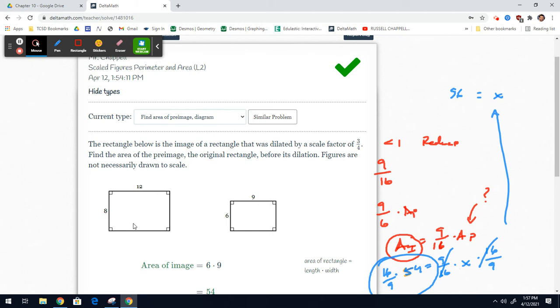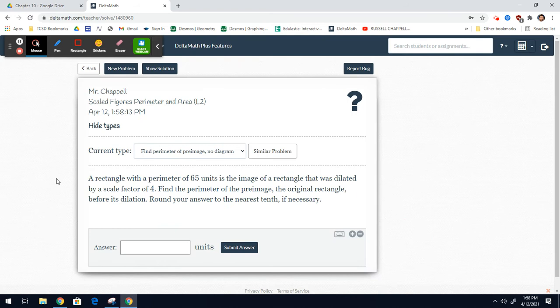Okay, let's do one more problem similar to this. All right, so let's take a look here. It says a rectangle with a perimeter of 65 units is the image of a rectangle that was dilated by a scale factor of 4. Find the perimeter of the preimage, the original rectangle, before its dilation. Round your answer to the nearest tenth.